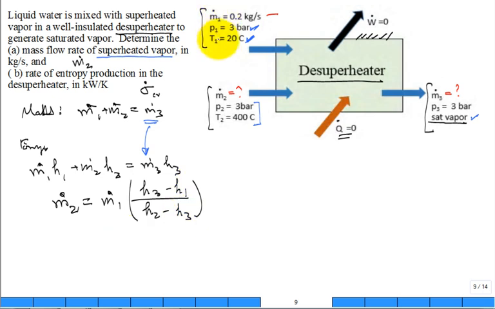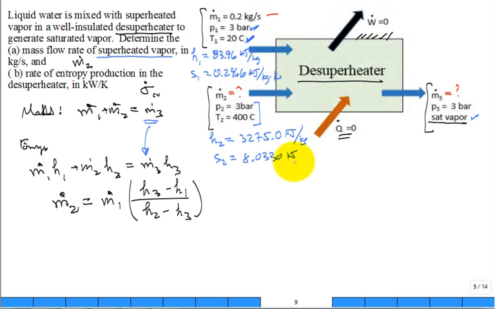At state 1, can I get h1? Sure, you can go get h1, 83.96 kilojoules per kilogram. Can I get s1? I'm going to need it while I'm in the tables. Let me get s1, 0.2966 kilojoules per kilogram Kelvin. Can I get h2? Yeah, it's superheated vapor, 3275.0 kilojoules per kilogram. How about s2? Sure, right next to it, 8.0330 kilojoules per kilogram Kelvin.